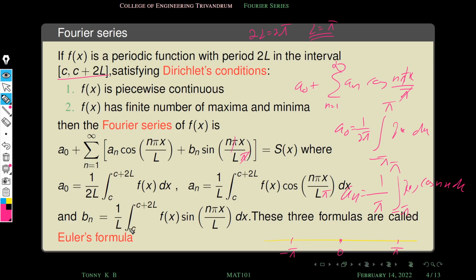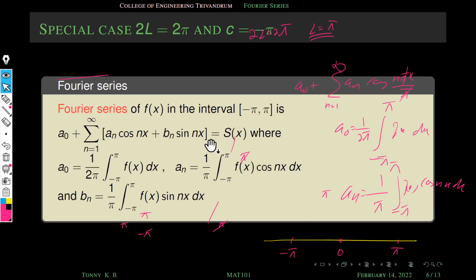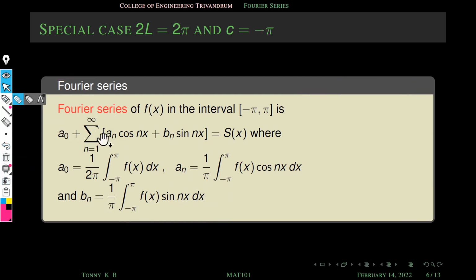And similarly, what is bn? Bn is 1 by pi integral from minus pi to plus pi of f of x sin nx dx, where we cancel the pi. These are the corresponding changes when we assume that 2L is equal to 2 pi and c equal to minus pi. So our Fourier series is like this, and a0, an and bn are given by analogous formulas. Next we are going to analyze a problem related to this type of Fourier series.